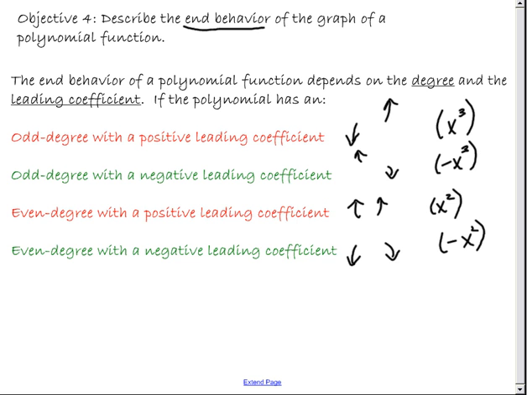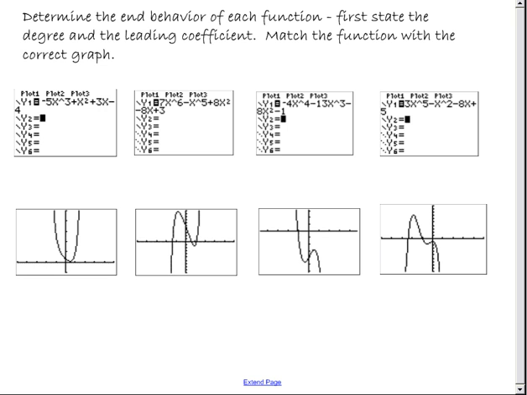So let's look at these polynomial functions. I've given you some polynomial functions that look pretty complicated. But what we're to do is to be able to determine what the end behavior of these functions should look like by looking at the degree and the leading coefficient. And if we know the end behavior, then we should be able to match the function with the correct graph down here. Okay?